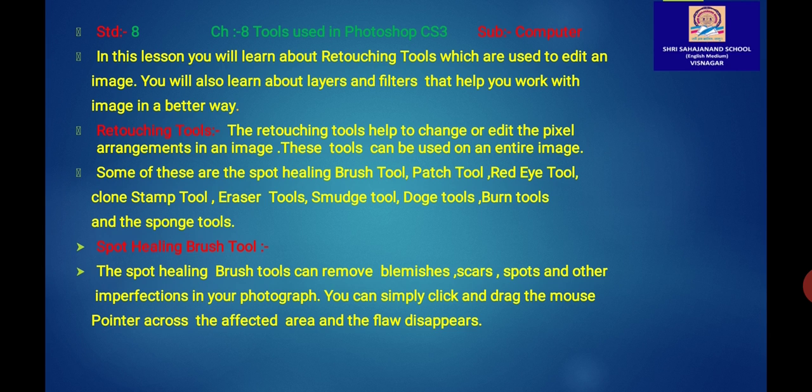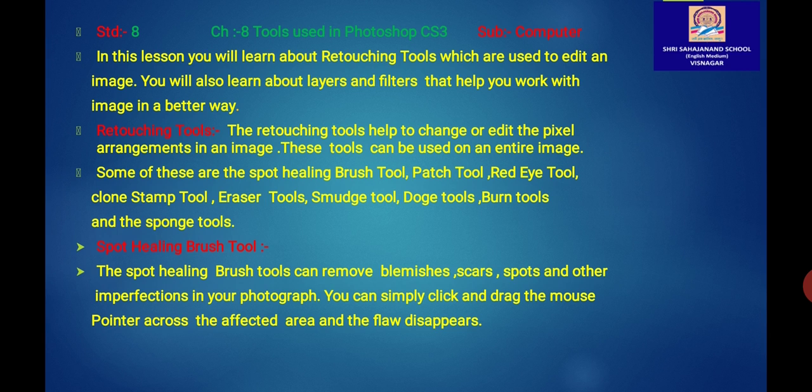The retouching tools help to change or edit the pixel arrangement in an image. These tools can be used on an entire image. Some of these are the spot healing brush tool, patch tool, red eye tool, clone stamp tool, eraser tools, smudge tools, dodge tools, burn tools and the sponge tools.